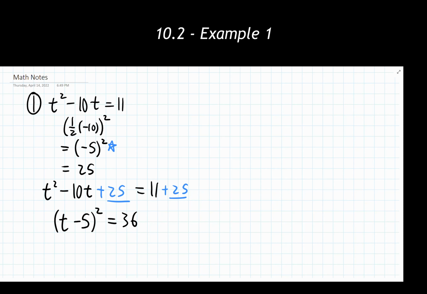And yeah, that looks correct here. So now I have this left side fully factored. It equals a number. And now I can solve this using extraction of roots, the 10.1 material. So I'm taking the square root of the left side, square root of the right side. I'm getting t minus 5 is equal to plus or minus 6, because I could have a positive 6, it could have a negative 6 on that right side.